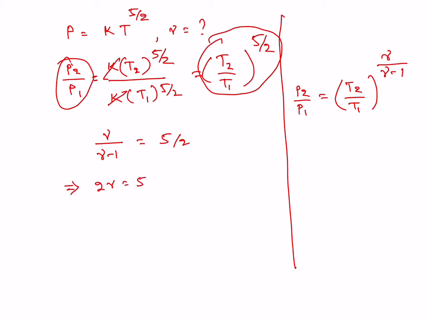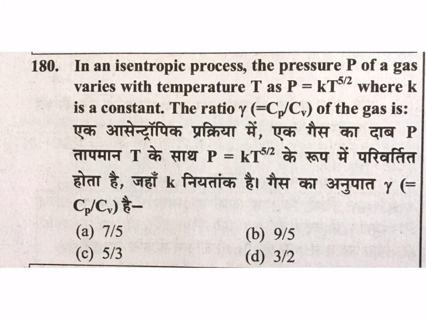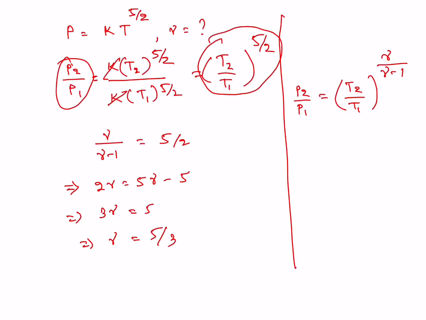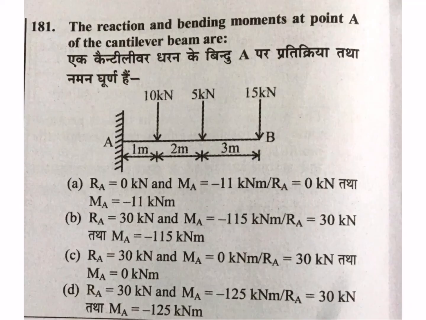2 gamma equal to 5 gamma minus 5, then 3 gamma equal to 5, gamma equal to 5 by 3. Options we will check: 5 by 3, C is the correct answer. The only thing you have to remember is the pressure and temperature relation for the adiabatic process.